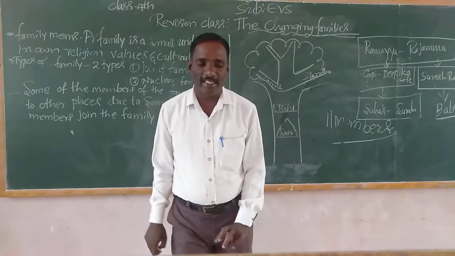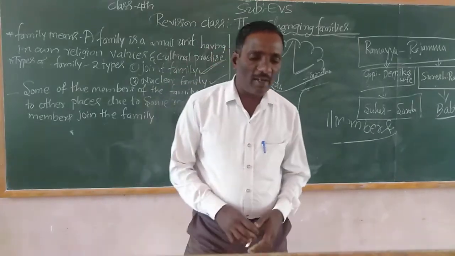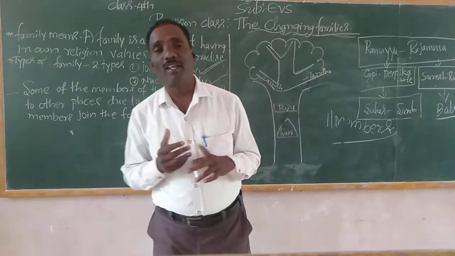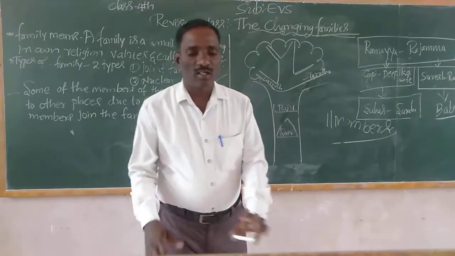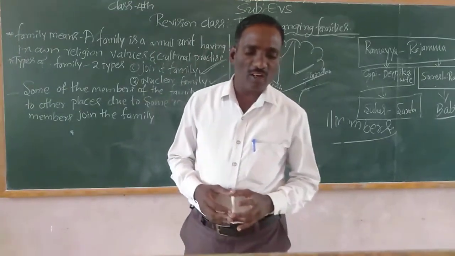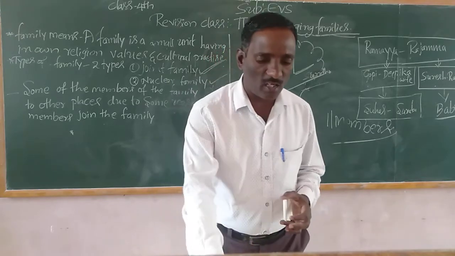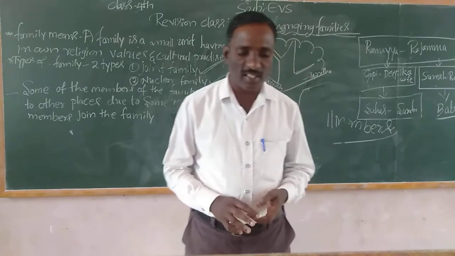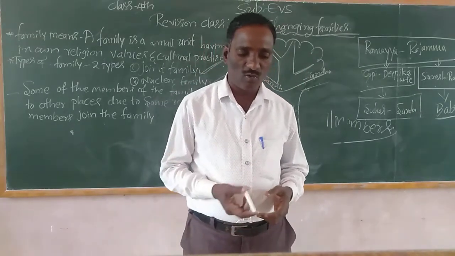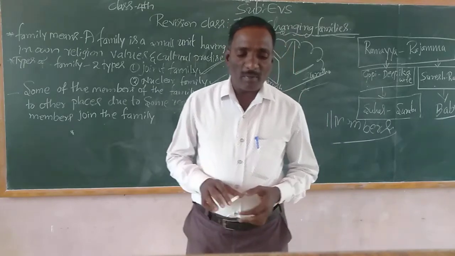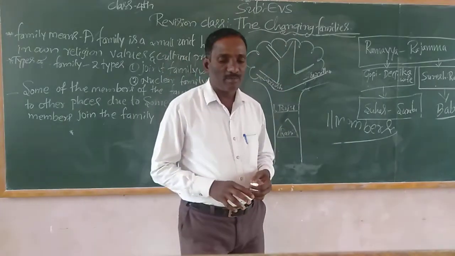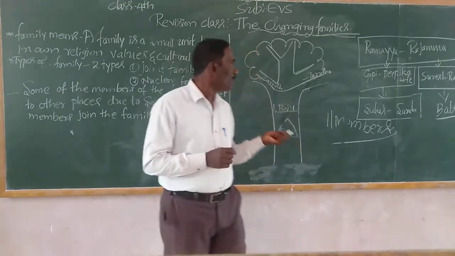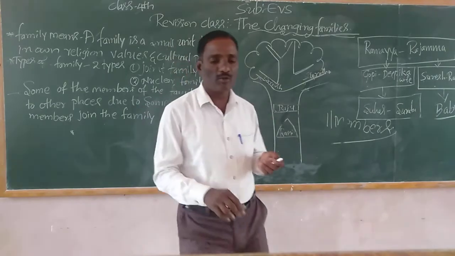Friends, understand? Next. Draw the family tree of Ramayya. Draw once again a family tree of Ramayya and also your family tree. Put a circle around those who have gone out and put a square around those who have come into the family. Identify the changes that have taken place in Ramayya's house. How many members are there in Ramayya's family this year? Draw a family tree of your family.